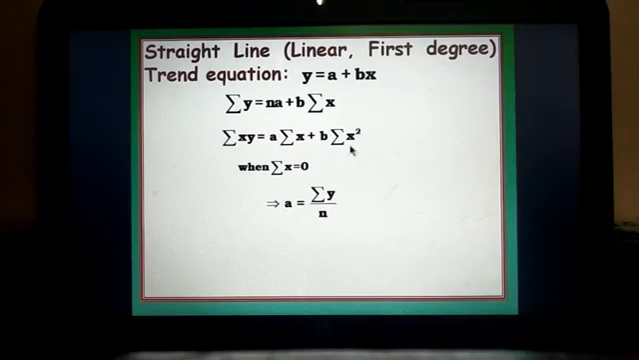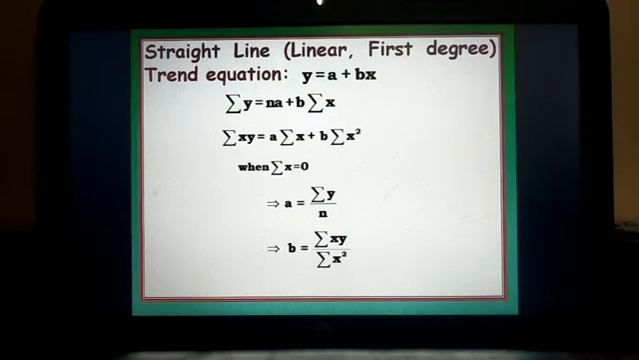And what happens to this equation? Sum of x is equal to 0. This term entirely goes to 0. So what do we want? B we want. B can be retained as it is. Here it is sum of xy divided by sum of x square. So b is equal to sum of xy divided by summation of x square.